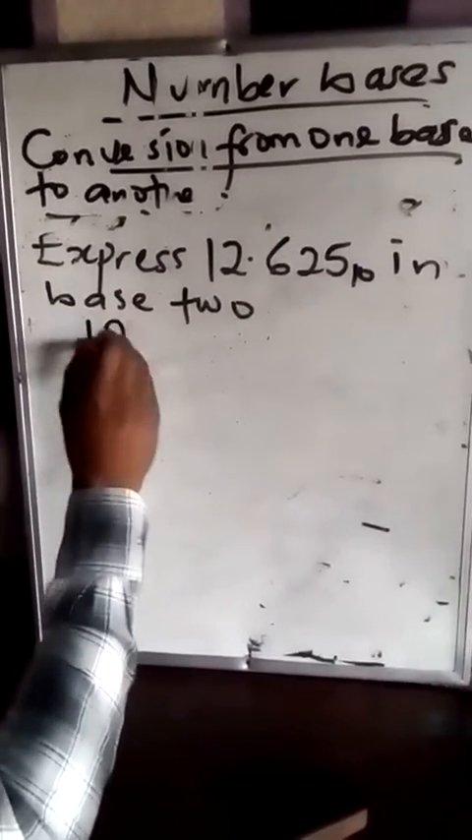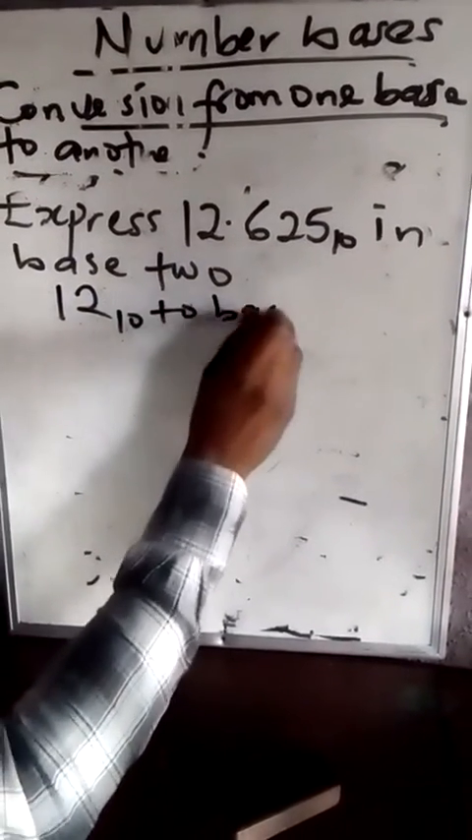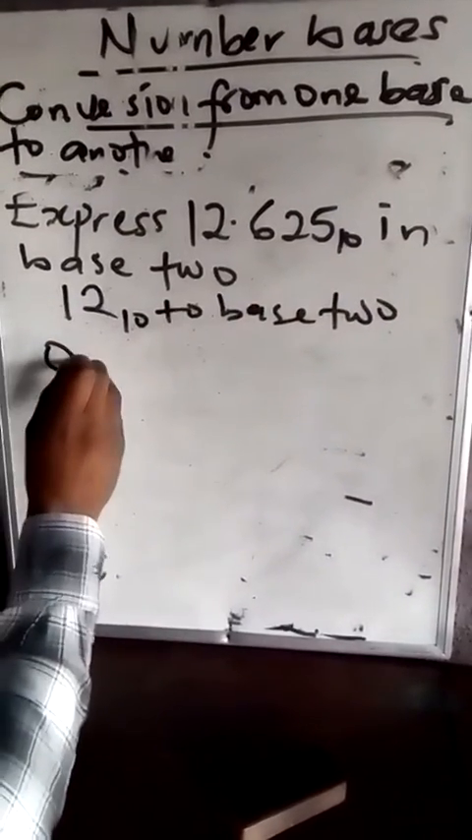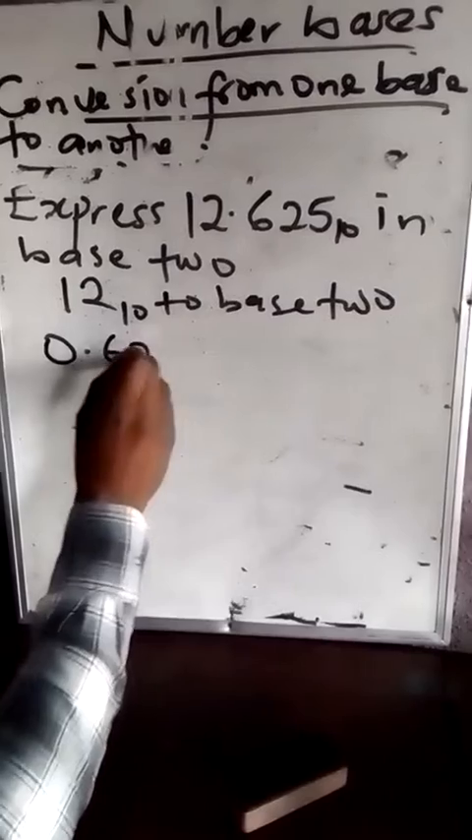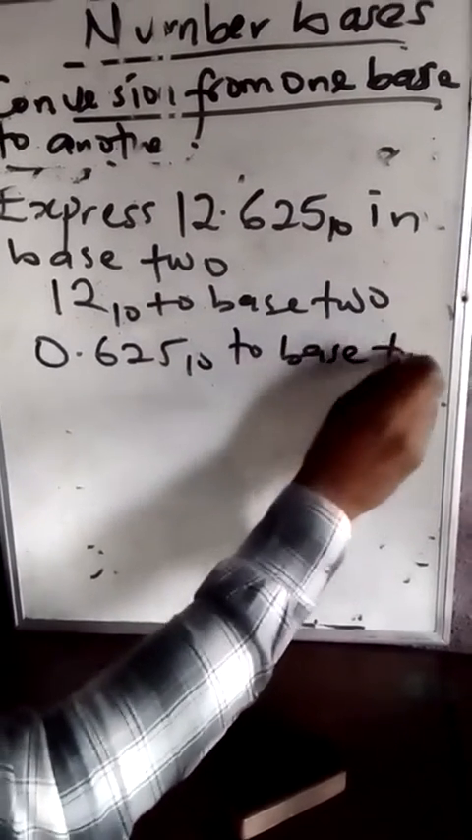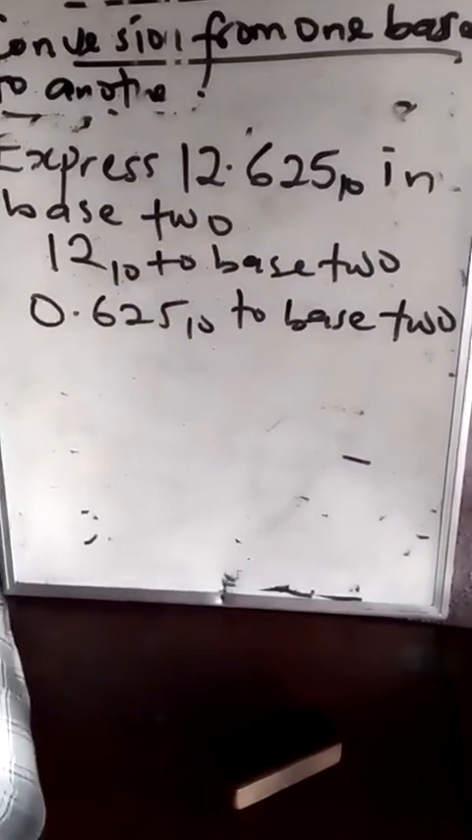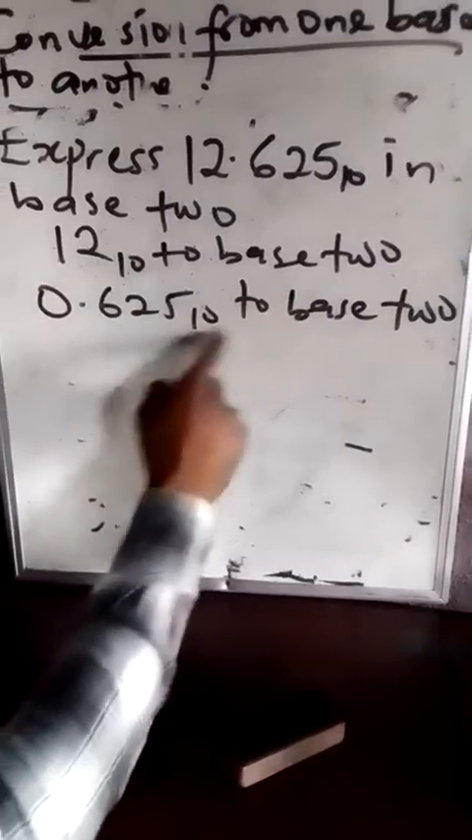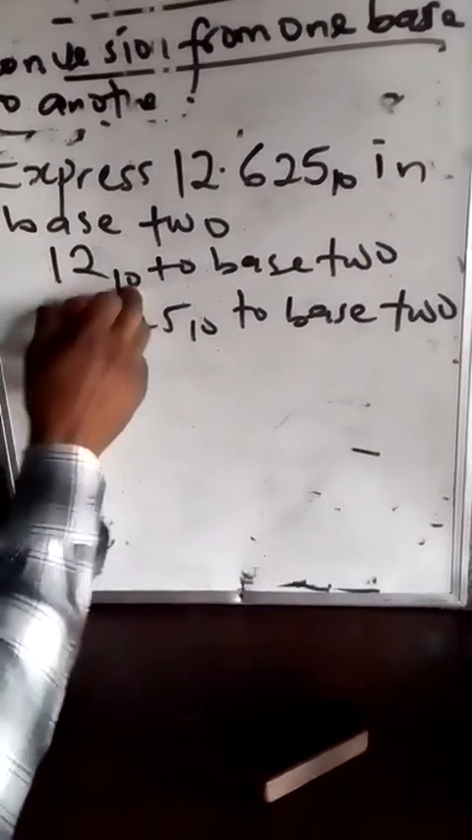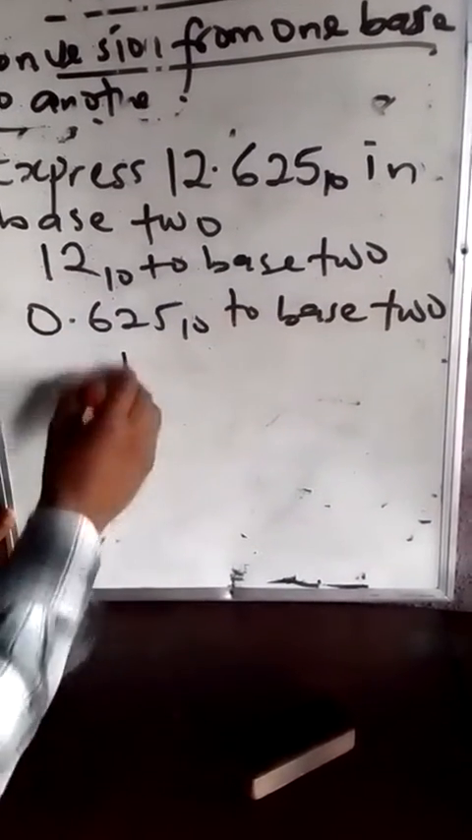The first one is 12 base 10 to base 2. And the remaining is 0.625 base 10 to base 2. You see it now? That's 12 base 10 to base 2, and the remaining is 0.625 base 10 to base 2. Now, like I told you, from base 10 to base 2 is by division. So let's do this one first.